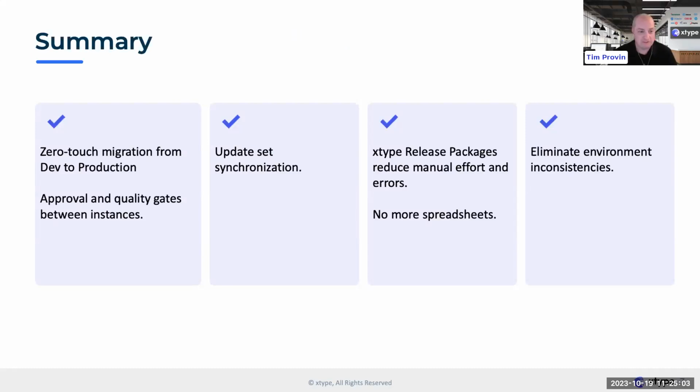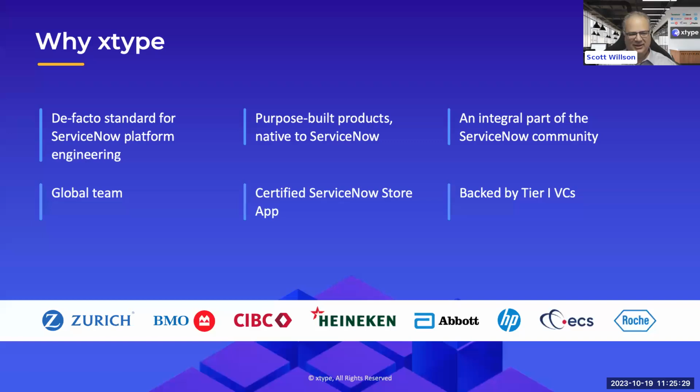Sure. I mean, we've covered the ability to move update sets, automated, manual, zero touch, all the way to production, if that's the way you wanted to go. Update sets synchronizing between instances so that you don't have instance drift. Our release packaging to remove spreadsheets out of the need for your releases of ServiceNow code, and then of course the inconsistencies. Exactly. Absolutely. And then lastly, a little bit about X-Type.